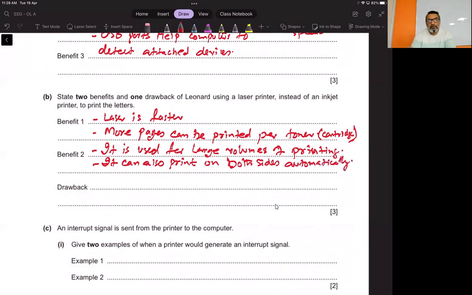I have seen laser printers, either they print on both sides by themselves or they just eject the paper and then take it back and print on the other side. That is how it works. But in laser printer, it is common that in one go you can print on both sides of the pages. Now, what is the drawback?